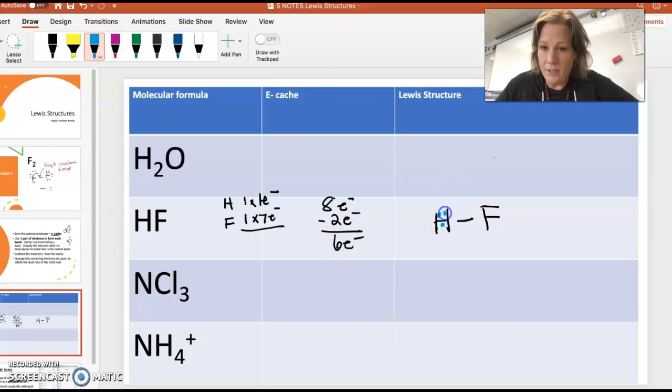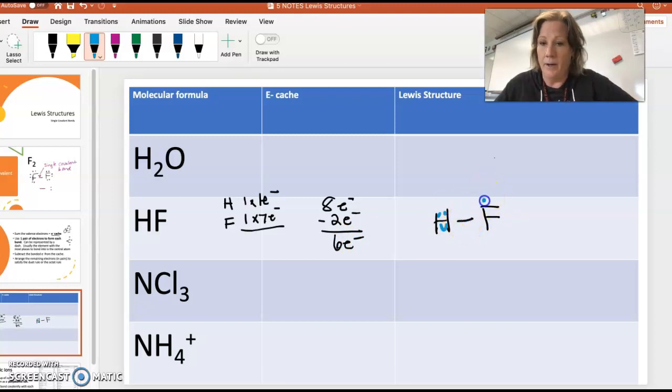Remember, hydrogen is already stable with just 2, so I don't want to add those electrons to hydrogen, ever. It's a really small atom, and it can only handle those 2 electrons, and it is like a noble gas. It's like helium. So then I'm going to put the other 6 electrons around the fluorine, because right now the fluorine only has these 2 electrons.